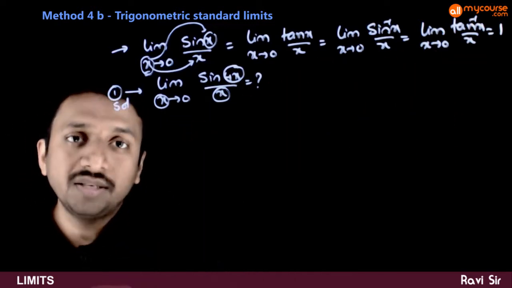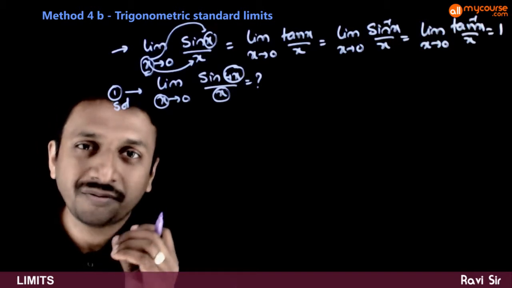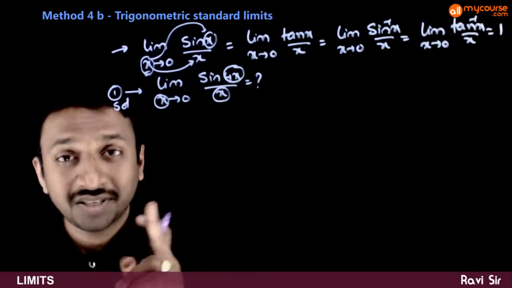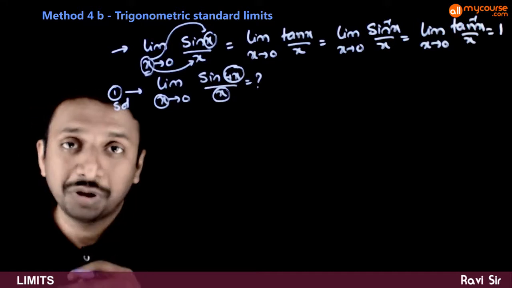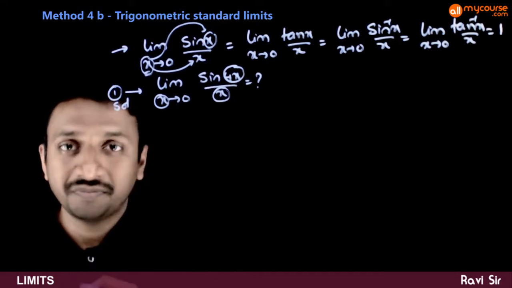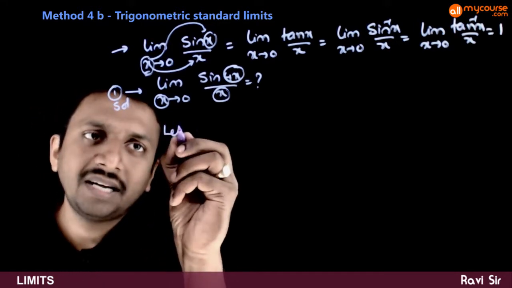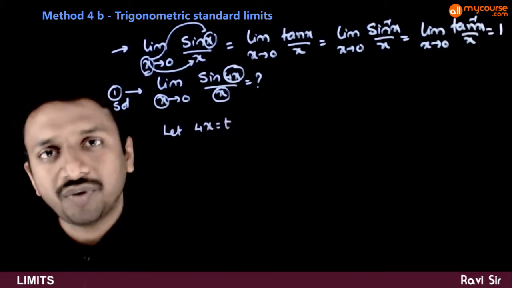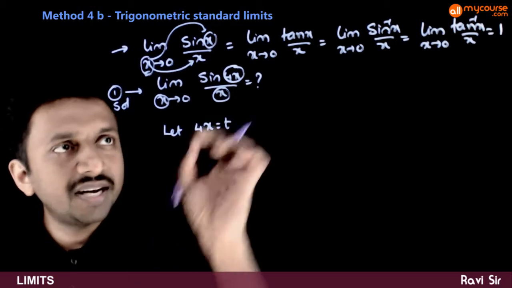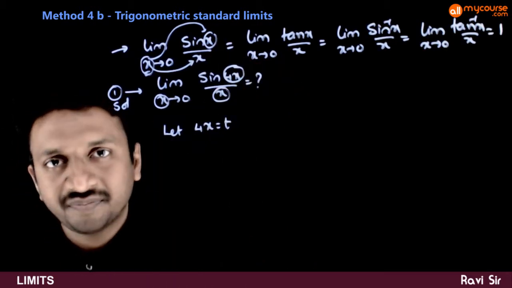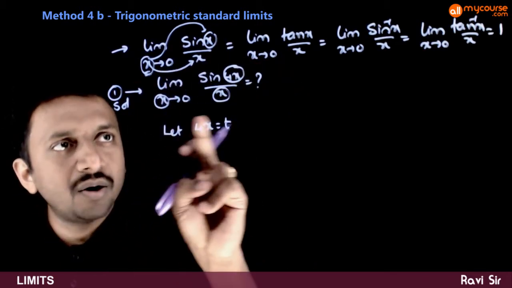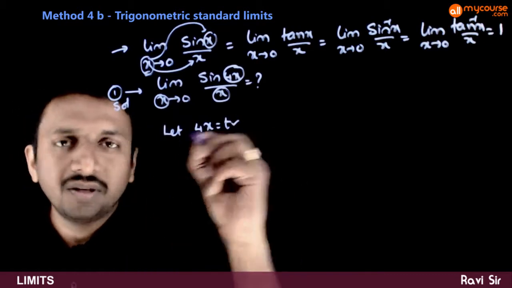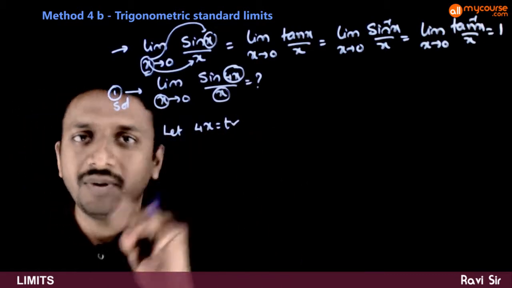So first what we do is we use the method of substitution. This is different from direct substitution. This is the method of substitution. So what I do is let 4x is equal to a new variable t. Now I'll try to change the whole limit into the limit of variable t.